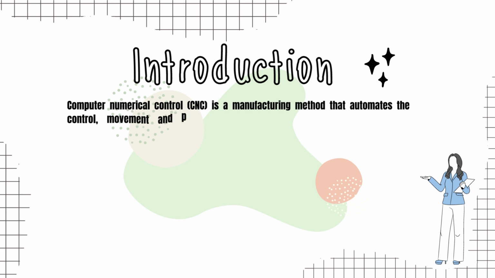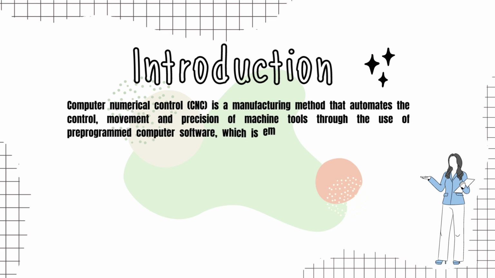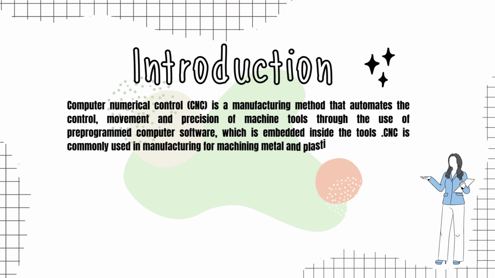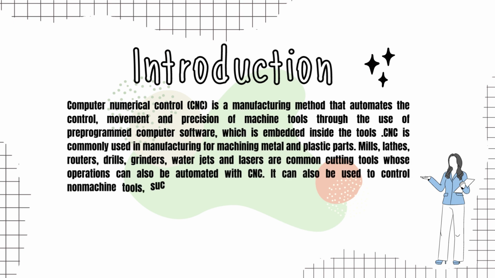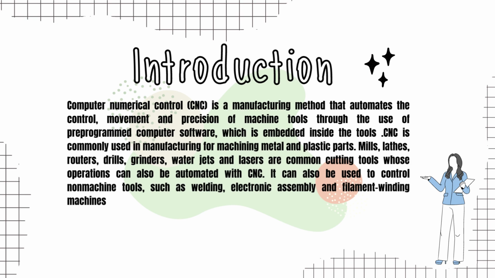CNC is a manufacturing method that automates the control, movement, and precision of machine tools through the use of programmed computer software, which is embedded inside the tools. CNC is commonly used in manufacturing for machining metal and plastic parts. And it can also be used to control non-machine tools such as welding, electronic assembly, and filament winding machines.